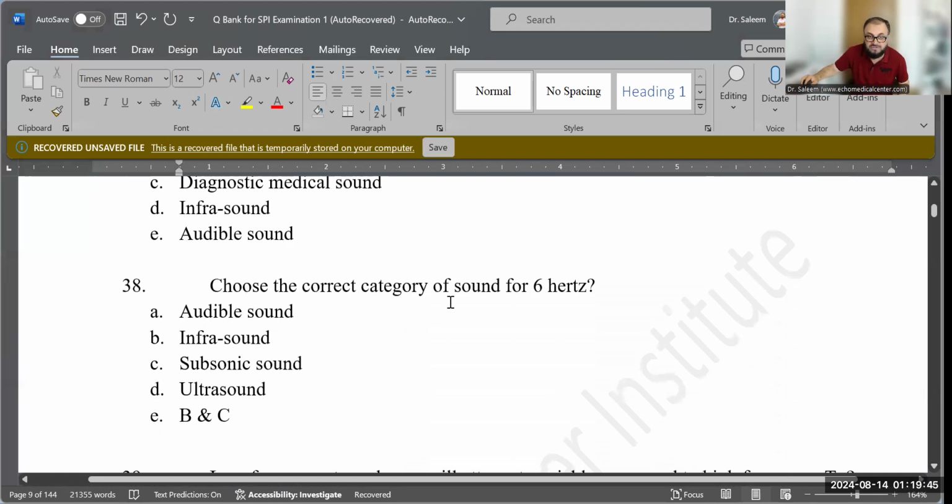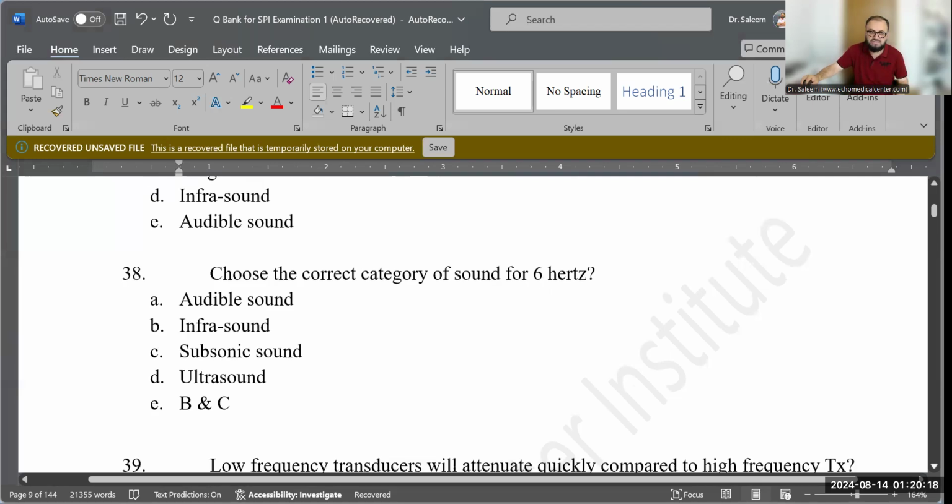Choose the correct category of the sound for 6 hertz, only 6 hertz. What do you think? We already discussed these things. Is it audible sound, infrasound, subsonic sound, ultrasound, or B and C are correct? Which one is the correct answer? Absolutely right. E is correct, because infrasound and subsonic sound are the same. So B and C is the correct answer, because it is less than 20 hertz, so it is infrasound.